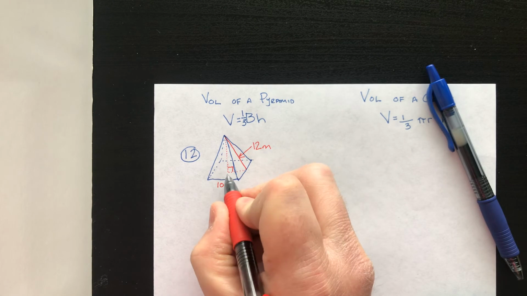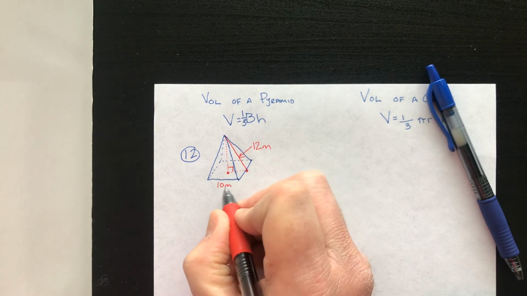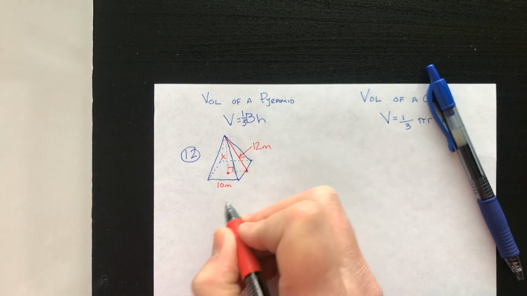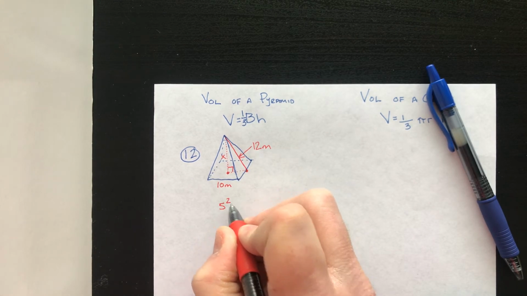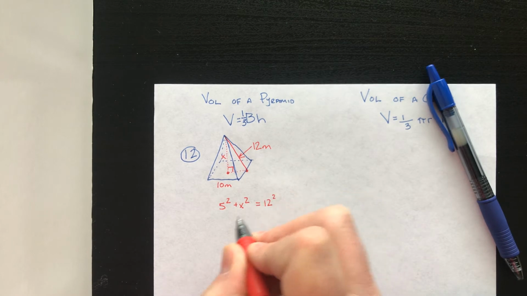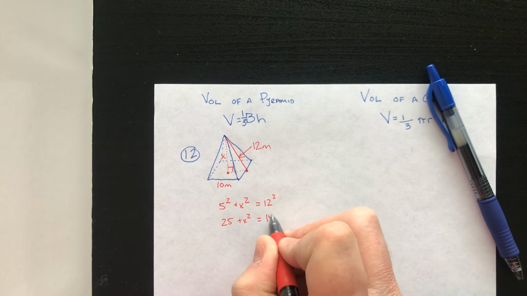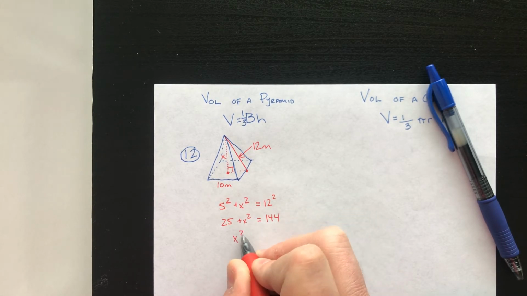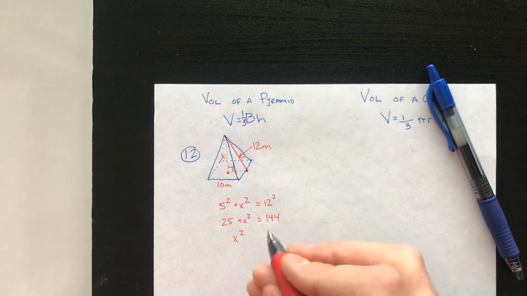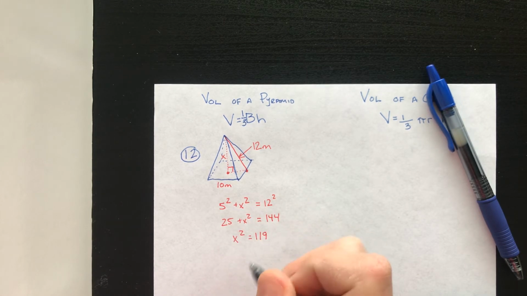All right, so I know that the distance from here to here is going to be 5 because it's just half of the 10. So I'm going to say, because I'm solving for x here, 5 squared plus x squared is equal to 12 squared. So 25 plus x squared is equal to 144. All right, so x squared is equal to 119 because I just subtract the 25 on both sides.